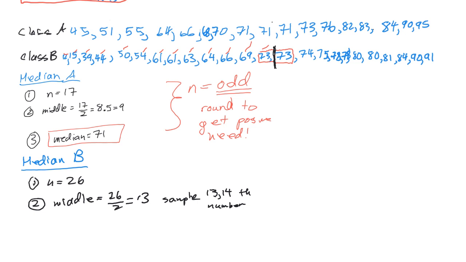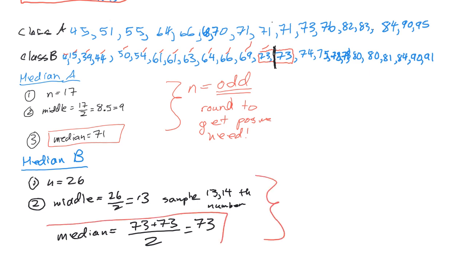And what you do, every time you have an even calculation, is your median is equal to the average of the left number, which is 73, and the second number, which is 73, divided by 2. And now you get a median of 73. This is how we calculate our median for n equal to even.